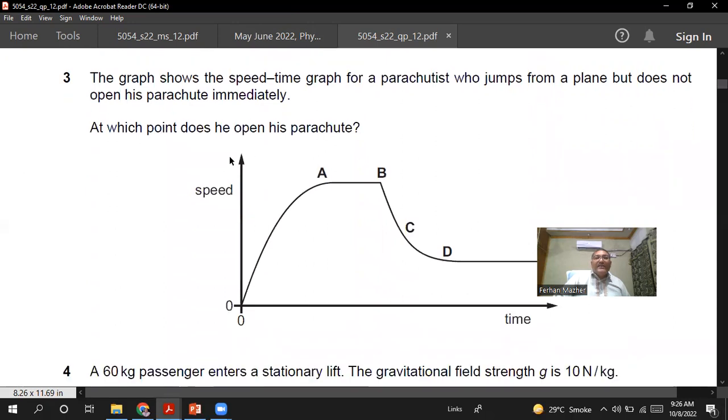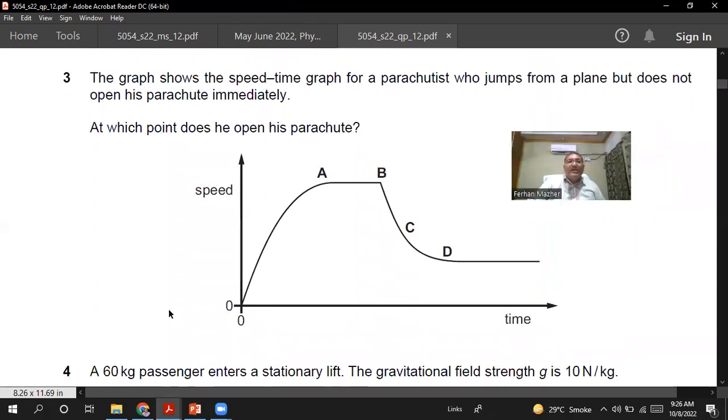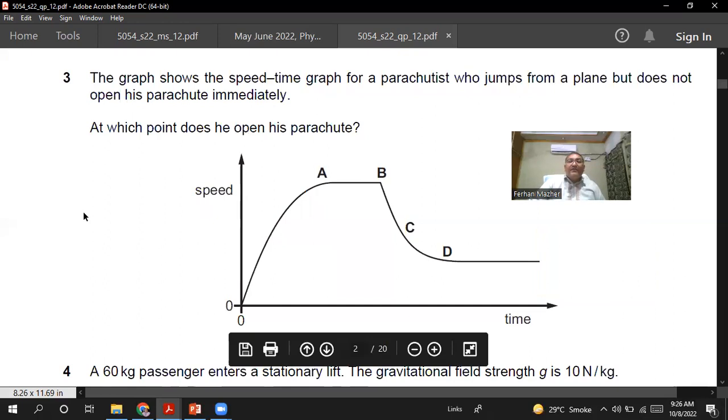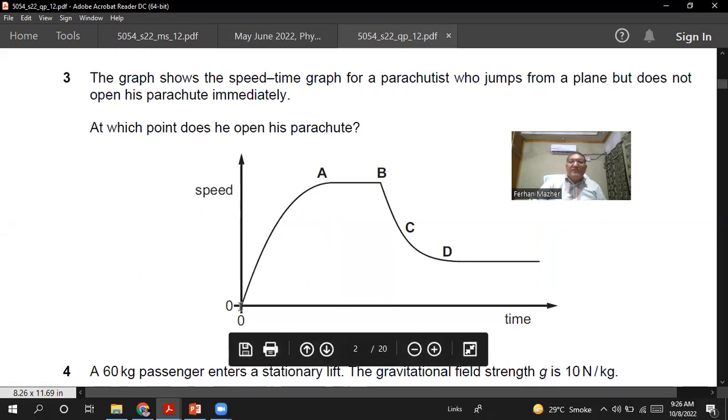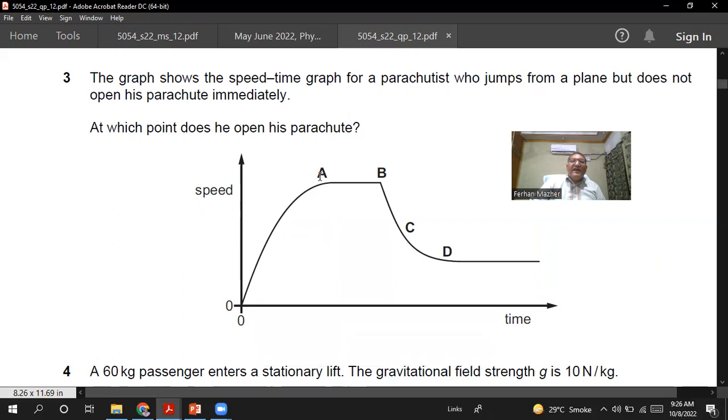Okay, so we are going to the next question. It says, the graph shows the speed time graph for a parachutist who jumps from a plane but does not open his parachute immediately. At which point does he open his parachute? When he jumps, his speed is zero and the speed gradually increases. Then he comes to the terminal velocity, a very high speed, and the speed becomes constant. Here you can see all of a sudden the speed has started decreasing.